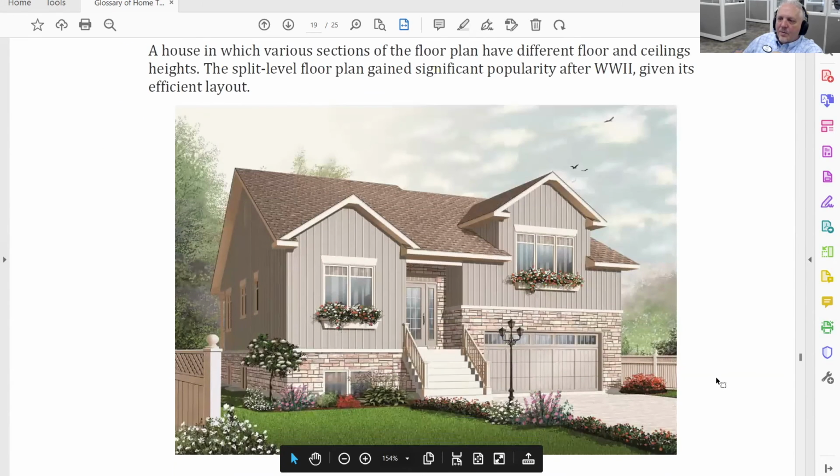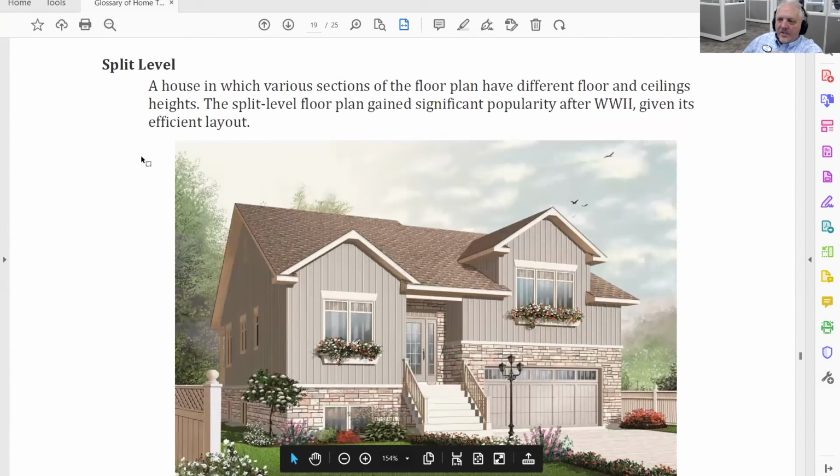Okay, love this one. And this is quite often a term that is misused or not characterized correctly. A split level home is a home that has various sections of the floor plan with different floors and different ceiling heights. Okay, so notice that the entryway is at the same level as this level of the home.